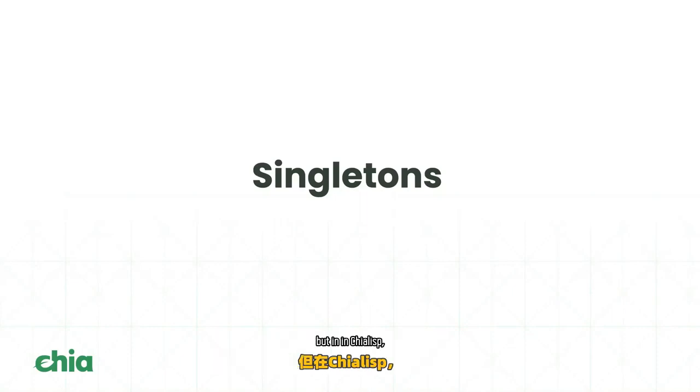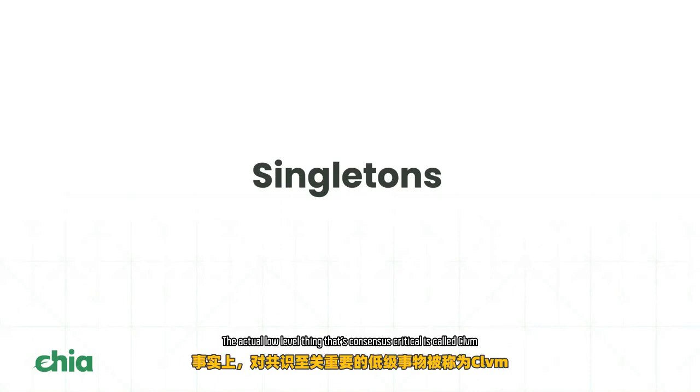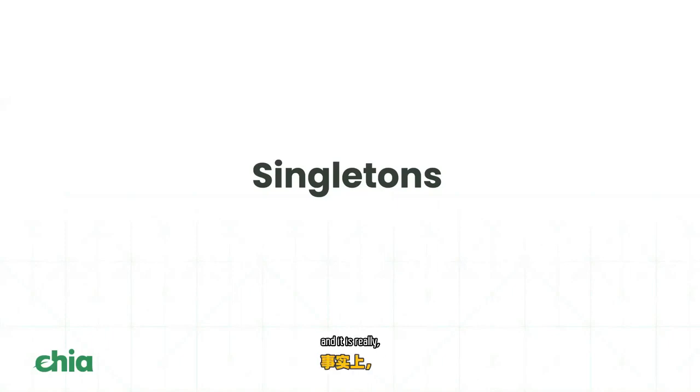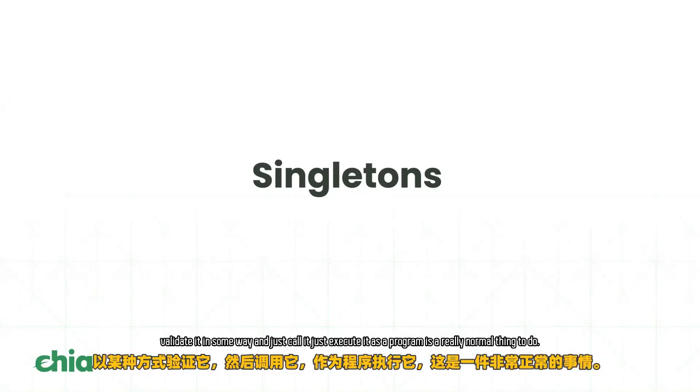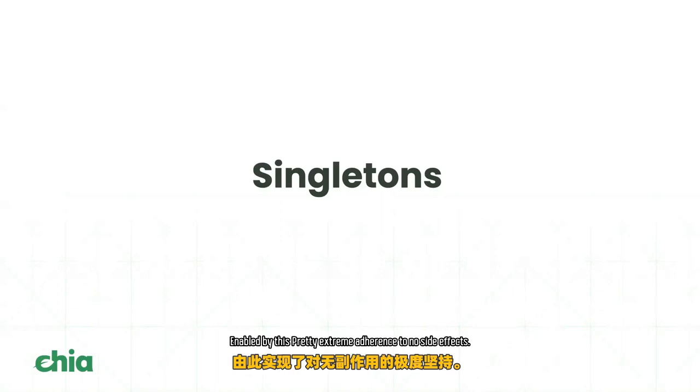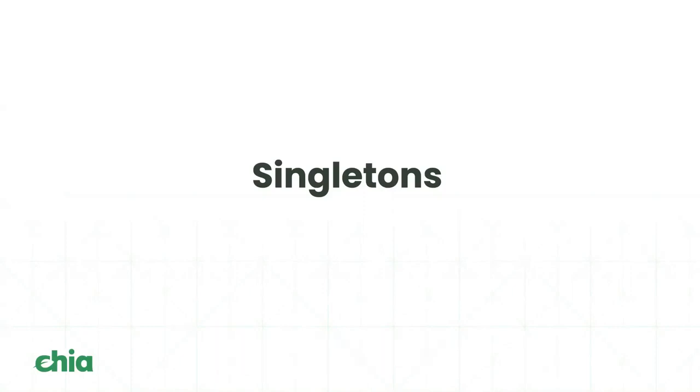But in Chialisp, or more specifically the CLVM. So Chialisp is on the same level as Solidity. It's a higher level language. The actual low level thing that's consensus critical is called CLVM. That is written from the ground up to support this. There are no side effects of any kind. And it is really, really normal in that environment to get a data structure, validate it in some way, and just call it. Just execute it as a program is a really normal thing to do, enabled by this pretty extreme adherence to no side effects.